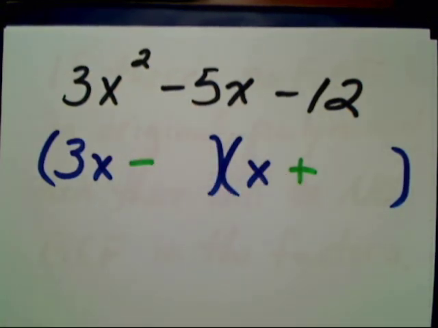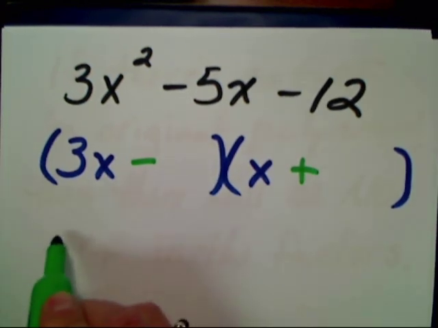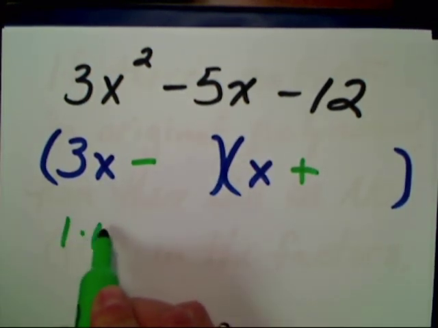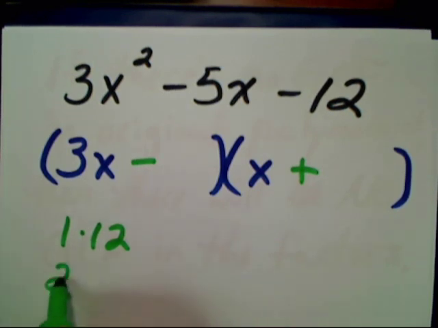So let's go through and list all of my options for 12. I could use 1 times 12. I can use 2 times 6. I can use 3 times 4.